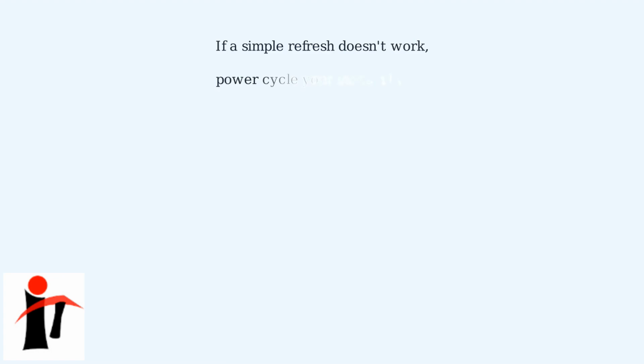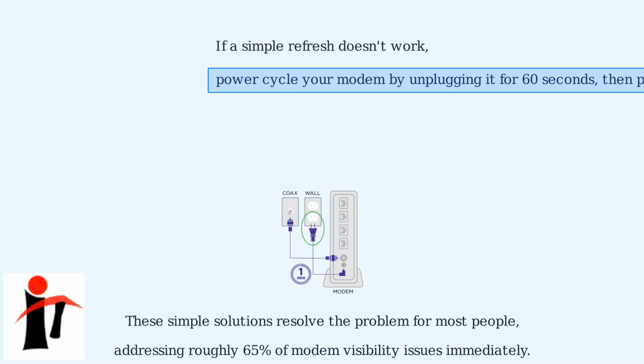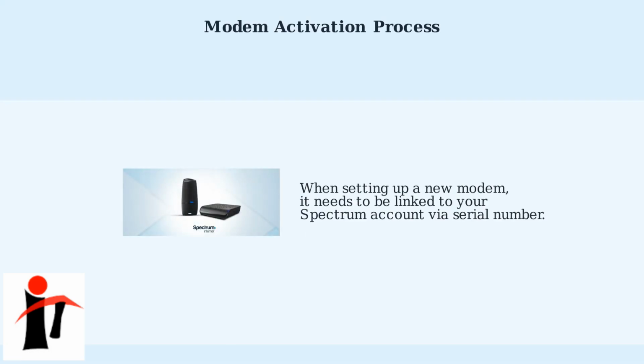If a simple refresh doesn't work, power cycle your modem by unplugging it for 60 seconds, then plugging it back in. These simple solutions resolve the problem for most people, addressing roughly 65% of modem visibility issues immediately without needing further troubleshooting. A crucial concept is the modem activation process.